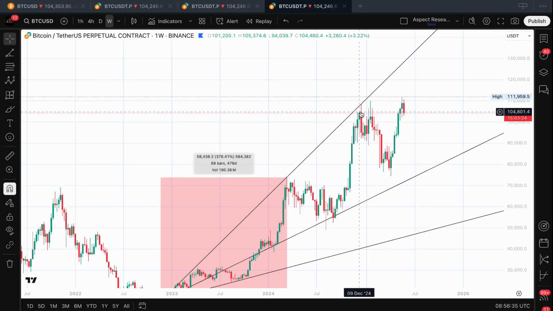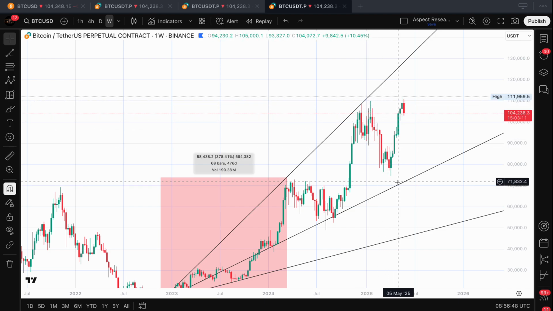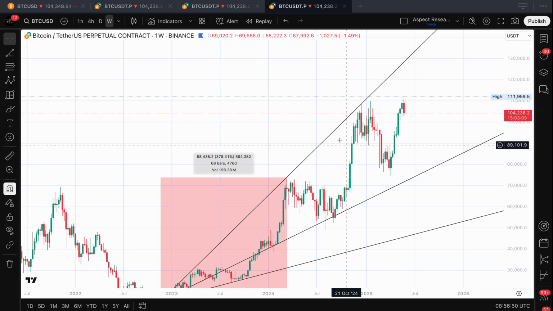This is the wave 5 top. One touch is all the price needed. It tried reaching the 45-degree angle again, but couldn't, and we had a very swift drop to the downside.